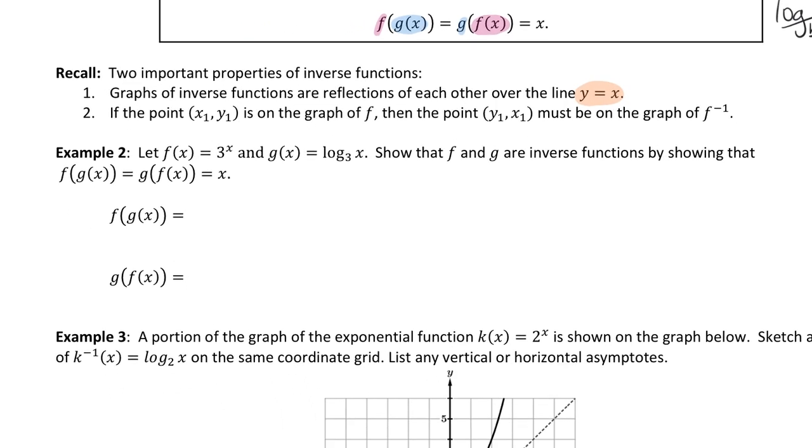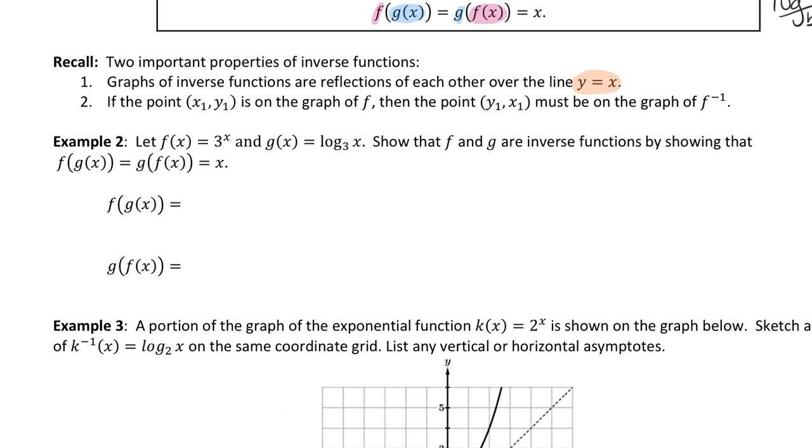Let's start with example 2. It says, let f of x equal 3 to the x power, and g of x be equal to log base 3 of x. Show that f and g are inverse functions by showing that the composition in both directions simplifies down to x. Okay, here we go.